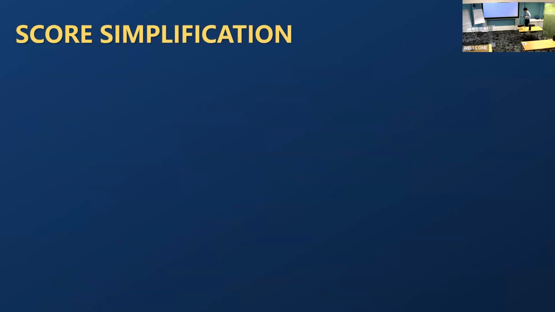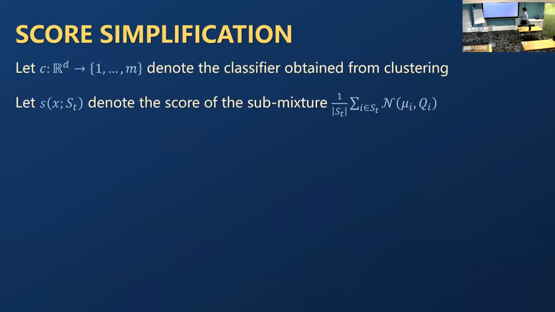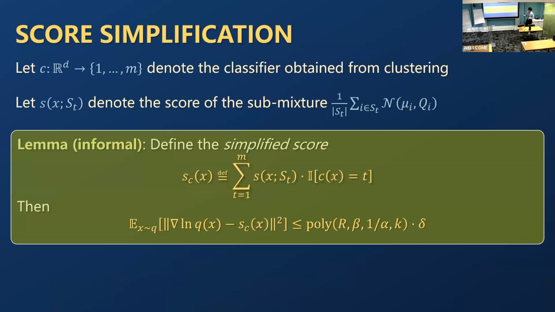And now the question remains: once I have the clustering, why am I allowed to just zoom in on each cluster and do polynomial regression within that cluster while ignoring the components outside of the cluster? This is something we call score simplification, and it's pretty much the intuition I alluded to earlier. I'm going to define a simplified score, which is the score of a particular submixture in my ideal clustering, and for each score, I'm only going to have it activate if the input comes from that cluster. And it turns out that this simplified score is still L2 close to the true score function, provided that this clustering structure holds.